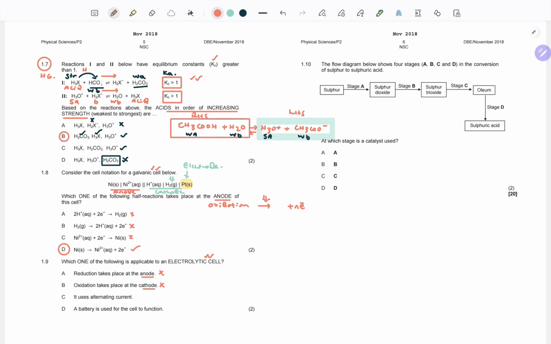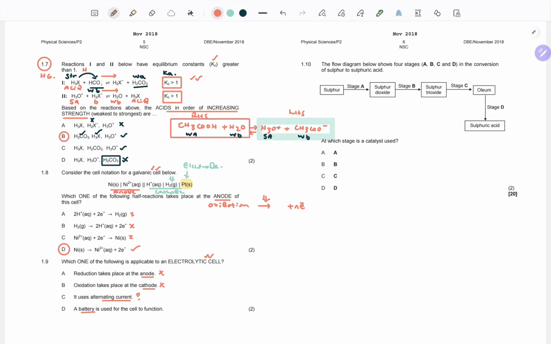Okay, it uses an alternating current. Well, is it a question of which power supply we use versus just a power supply? I'm not too sure. A battery is used for the cell to function. Well, again, must it be a battery or must it be a power source? I am not too sure about this one, because C and D for me are of equal magnitude.